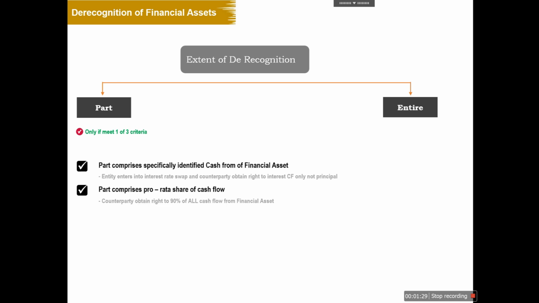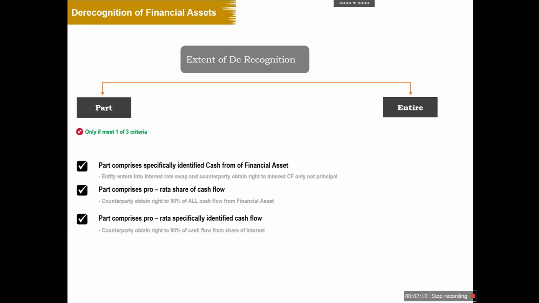For example, the counterparty obtains the right to 90% of all cash flow from the financial asset or group of similar financial assets. In that case, partial derecognition will be applicable on the 90% of the cash flow. Third condition is if the part comprises pro rata specifically identified cash flow. For example, when an entity enters into an arrangement whereby the counterparty obtains the right to a 90% share of cash flow of a debt instrument, in that case, derecognition rules are applied to the 90% of those cash flows.